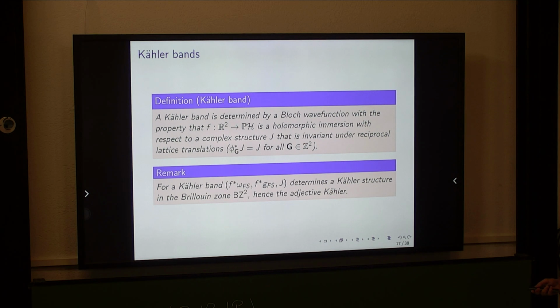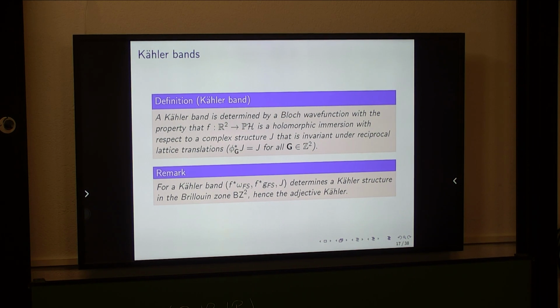Remark, for a Kähler band, this triple of structures, F star of omega FS, F star of g FS, and J, is a Kähler triple, and determines a Kähler structure in the Brillouin zone, and hence the adjective Kähler.